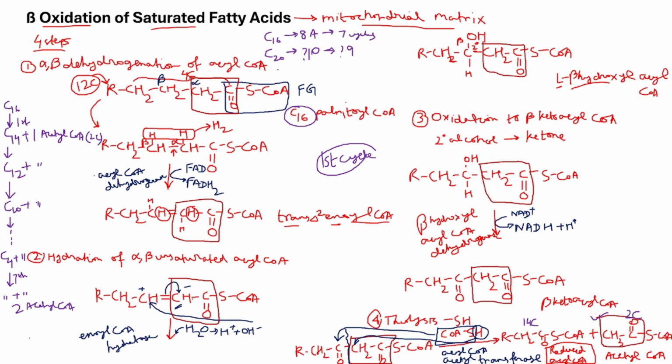So in general, if your fatty acid carbon chain is 2n, you have n number of acetyl CoA molecules and n minus 1 number of cycles. This is very important. Questions are asked. They can give you any random even chain saturated fatty acid molecule and ask how many acetyl CoA molecules you will get, or how many passes will give you this many acetyl CoA molecules.